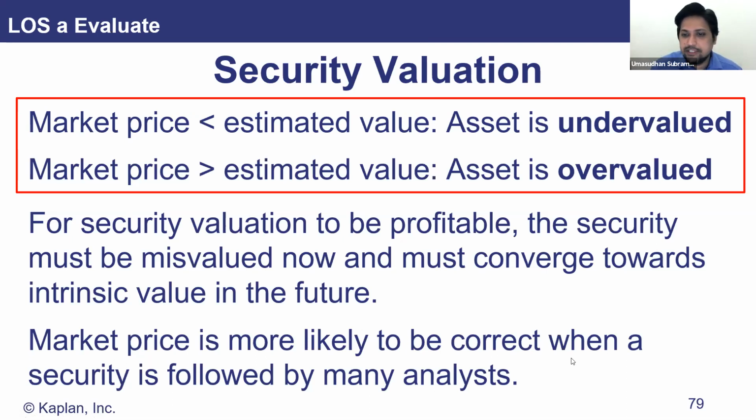Again, look at this particular statement. This looks more interesting. Market price is more likely to be correct when a security is followed by many analysts. If a stock is covered by a wide range of analysts, that means there is correct information about the stock in the market. All the analysts research the stock and identify an appropriate intrinsic value for it. So investors and portfolio managers have enough information to decide whether to buy the stock or not. In that case, the market price of the stock will be very close to the intrinsic value.